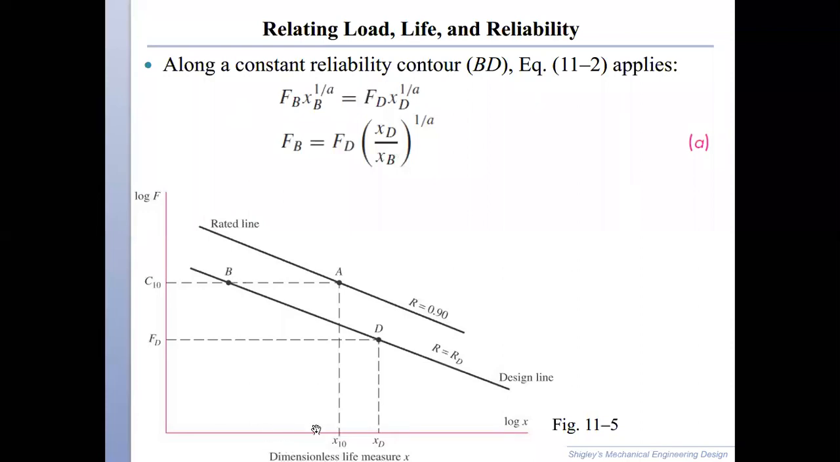Now, what do I have? Yahan pe mere paas kya hai? X hai na. So can I still write an equation? Because this is log of X and this is log of F. So again, it is a straight line. FB XB to the 1 over A is equal to FD XD to the 1 over A. So I can find out my FB, which will be equal to FD times XD over XB to the 1 over A.